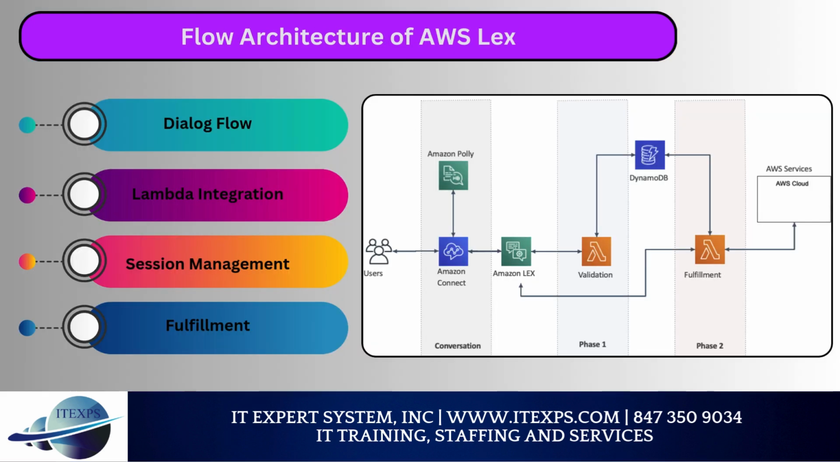Flow architecture of AWS Lex. Dialog flow. AWS Lex works by recognizing the intent based on user input and then triggering predefined dialog flows. It first identifies the intent, then checks for required slots, prompting users for missing data. Lambda function integration. Once the slots are collected, AWS Lex can invoke an AWS Lambda function to execute backend logic, like looking up data from a database, making API calls, or processing payment.